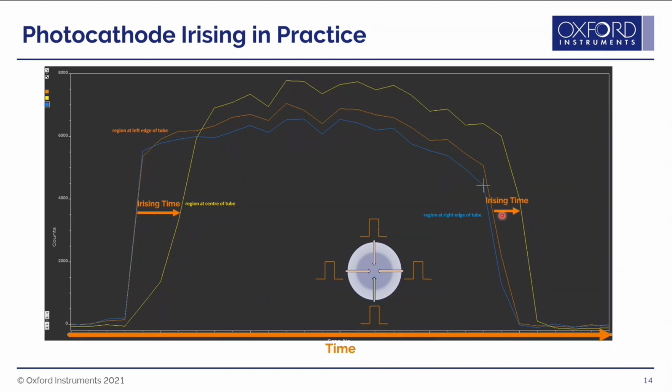And then the same is true when you go to close the photocathode. There's a lag relative to the edges of the tube and the middle of the tube in terms of the intensity that you're still receiving. So that's just something to bear in mind, and it could be an effect that you may see depending on the time scales you're working at. But it's just something worth bearing in mind.